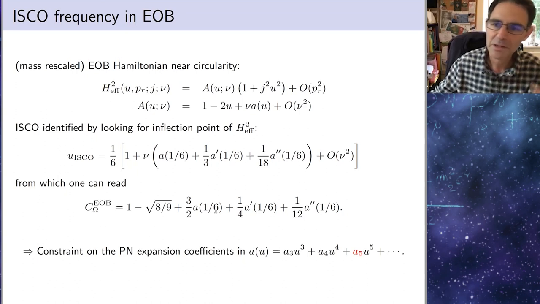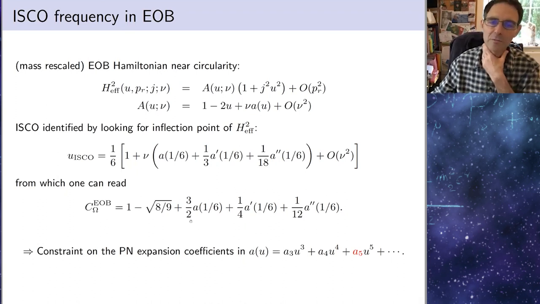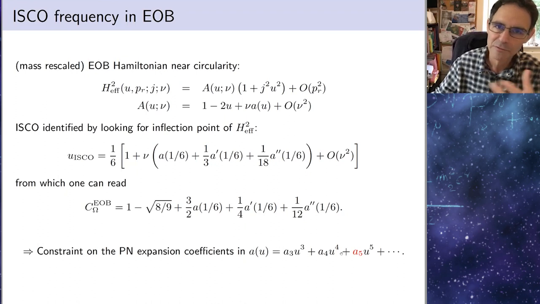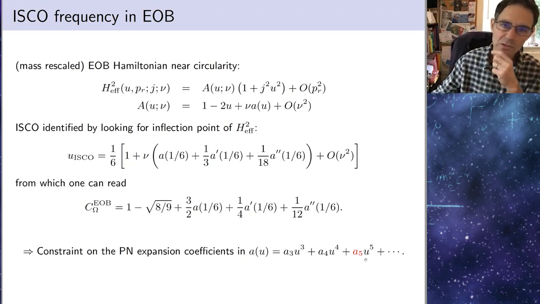Now, if you're interested in the post-Newtonian expansion of this unknown function, which is the way it was presented at the beginning of EOB, you also get constraints between the coefficients of that expansion. So two of them were known from post-Newtonian theory. There was a long quest for the next one, the A5 and the A6 and so on. And this kind of comparison with self-force results allows us for the first time to put a very tight constraint that related those coefficients.